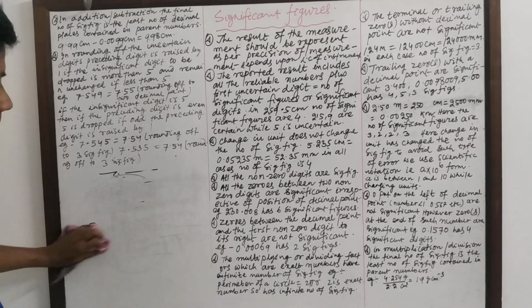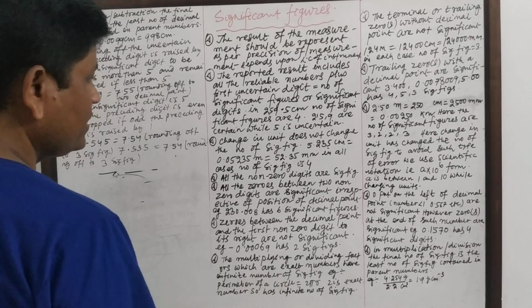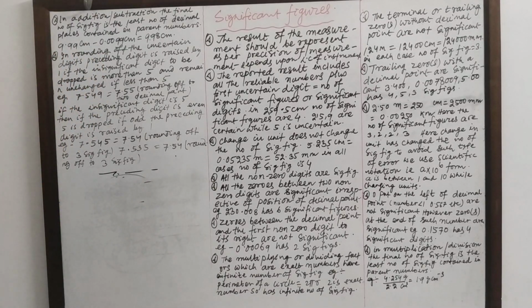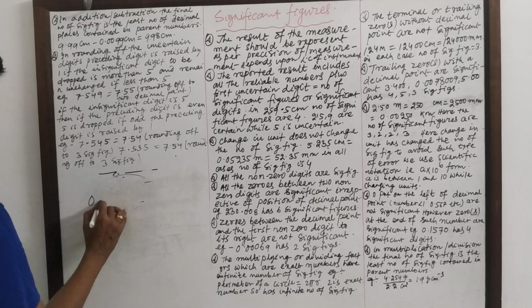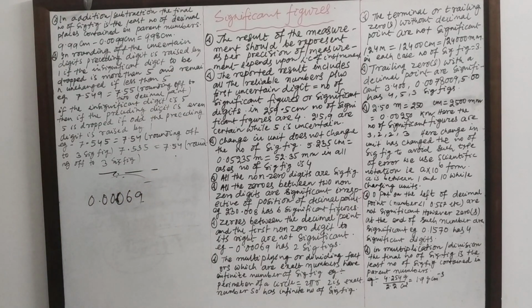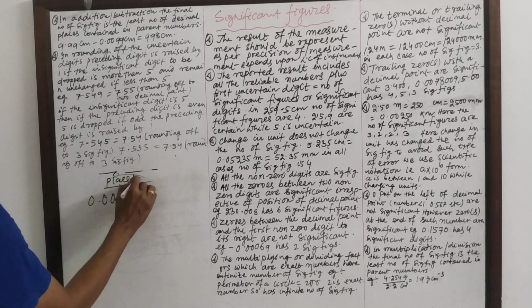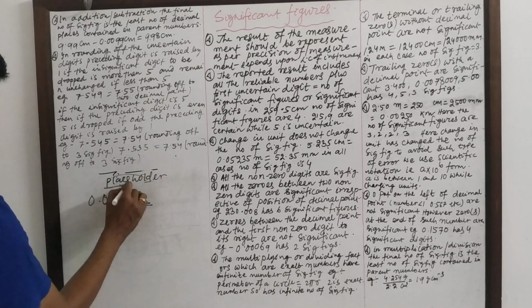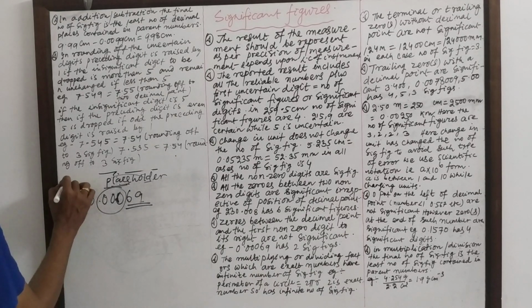Zeros between the decimal point and the first non-zero digit to its right are not significant. That is, 0.000069 has only two significant figures, because these zeros are only placeholders, and this leading zero is for appearance only.